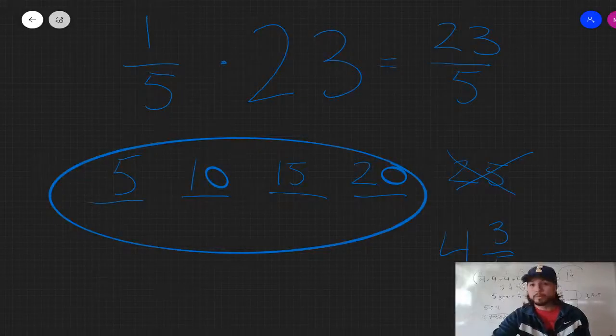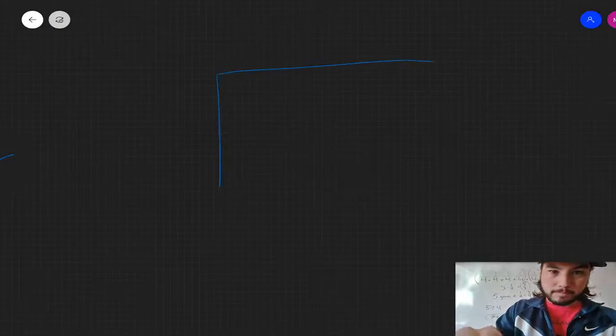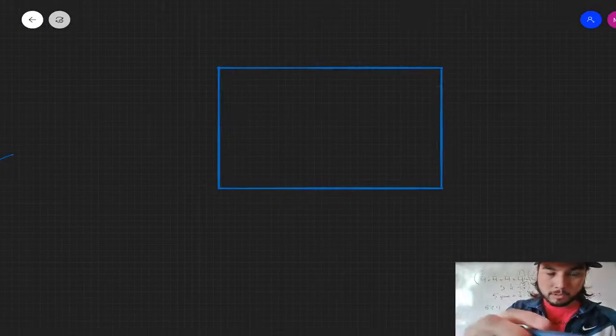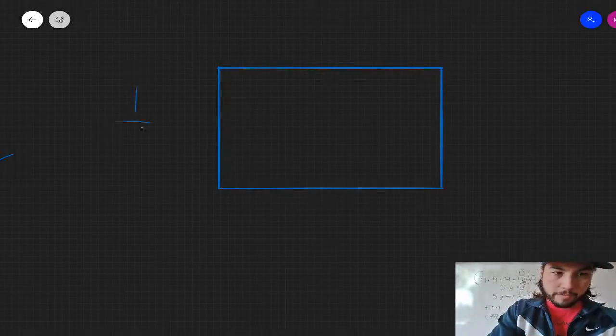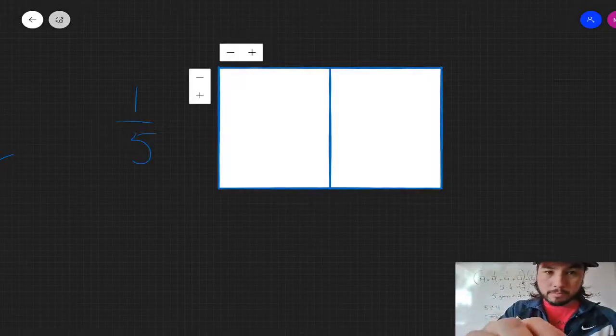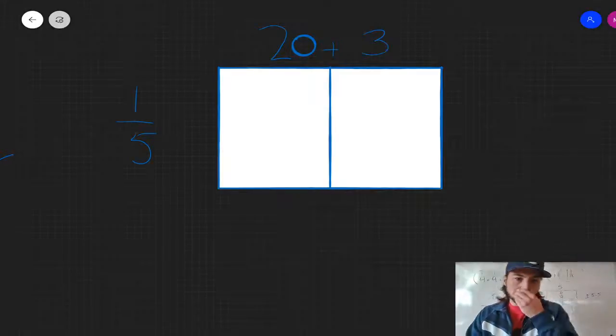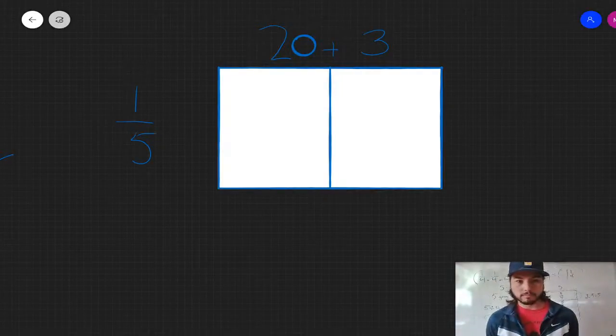Okay, and this one's cool because it's a 2-digit number, so we could use an area model for this. Shall we look at it? I think we shall. Let's give this one a try. So 1/5 times 23. So we have 1/5 over here, and then we're going to put this in expanded form: 20 plus 3. And look, that kind of spells it out for us, right?